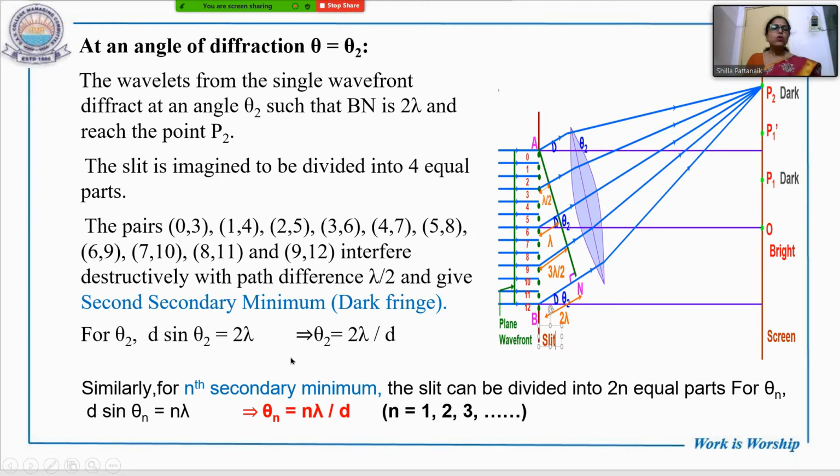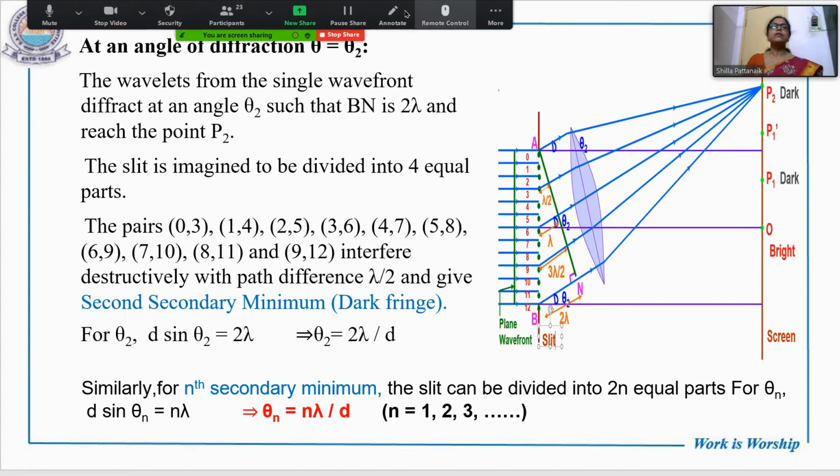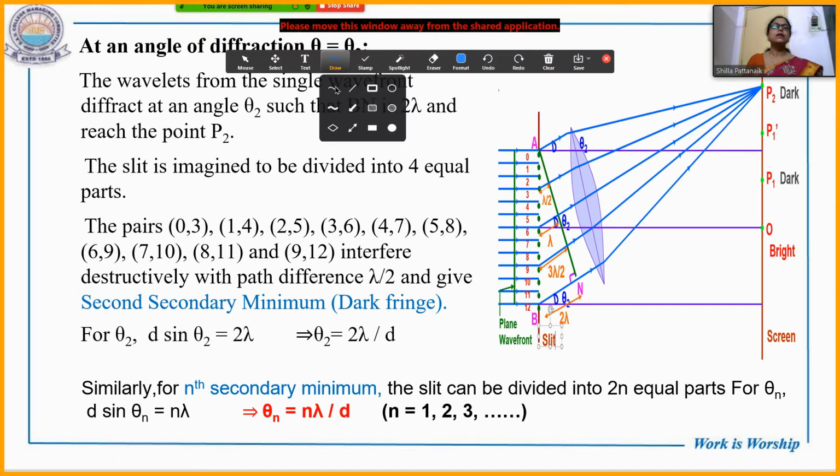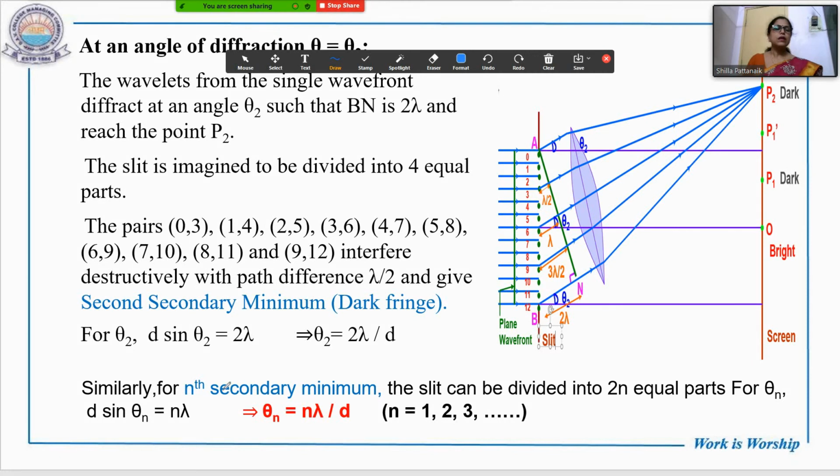Okay, so what is the condition for the secondary minima or dark fringe? d sin theta 2 is equal to 2 lambda. Path difference is equal to 2 lambda, or theta 2 is equal to 2 lambda by d, which is the angular position of the secondary minima. That means at this much angle, you will get the secondary minima.